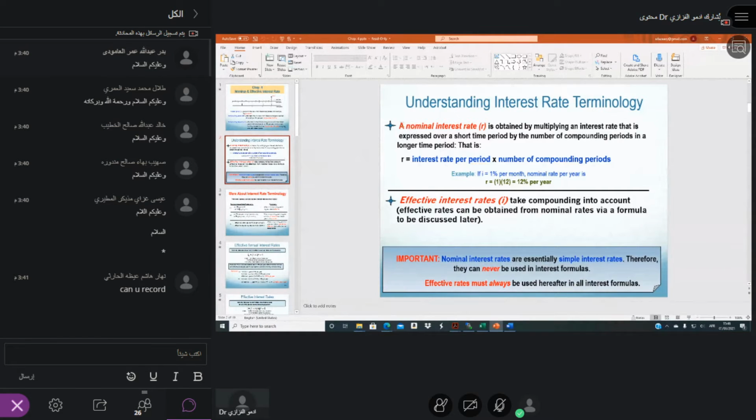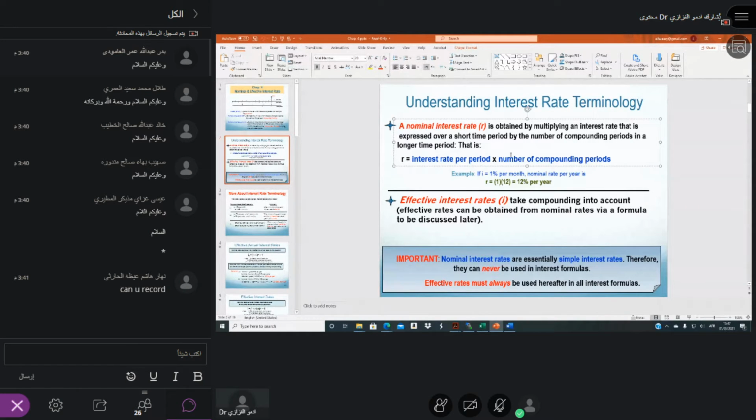There is another terminology, the nominal interest rate R. This is another term that you need to be familiar with. The nominal interest rate is obtained by multiplying the interest rate expressed over a short period of time by the number of compounding periods. You just multiply the interest rate, maybe the monthly interest rate, by the number of periods in which they are compounding the interest.